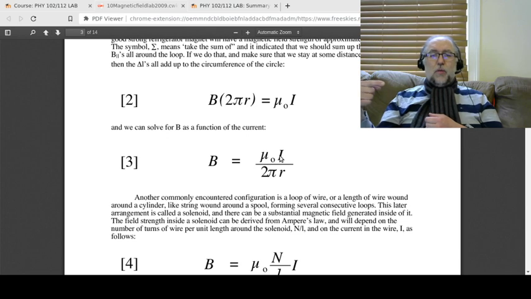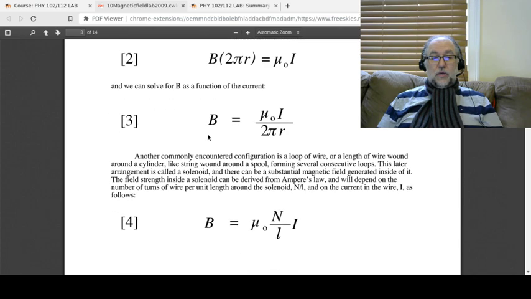Now it's impossible to just keep putting the same loop in the same place. So actually what we do is we take a wire and we just loop it and we coil it. We create a coil, kind of like a slinky. And this thing is actually called a solenoid, and there should be a picture of a solenoid down here.